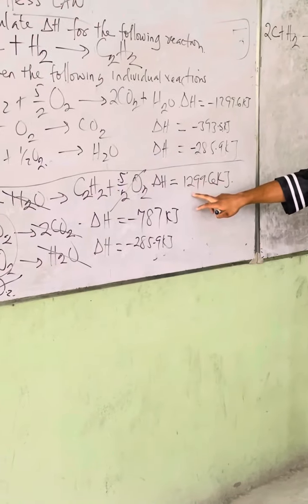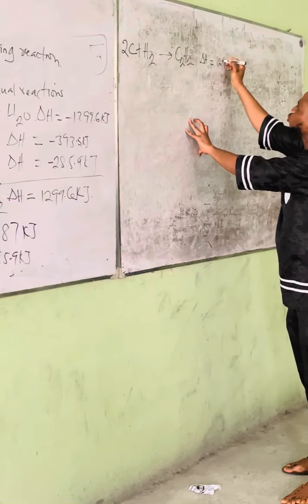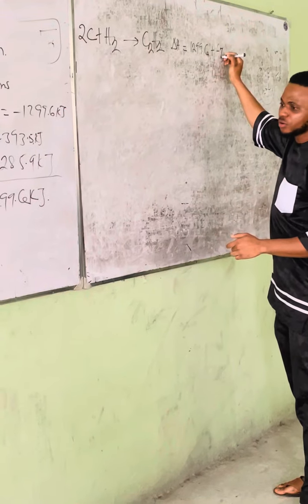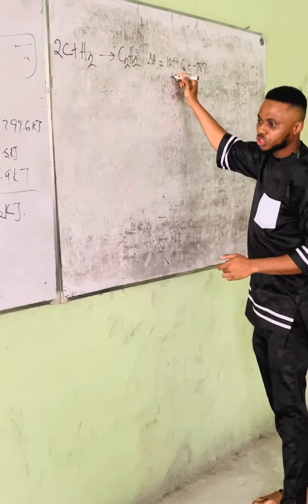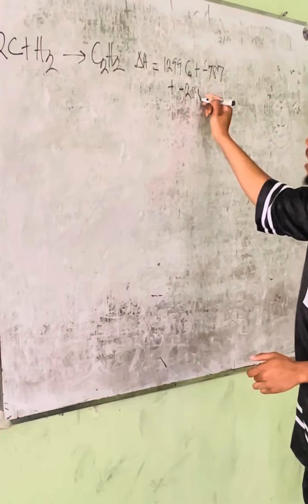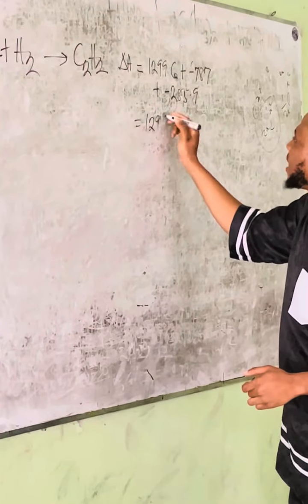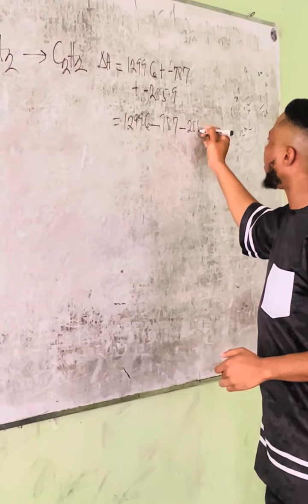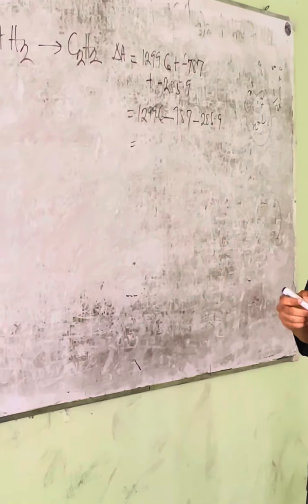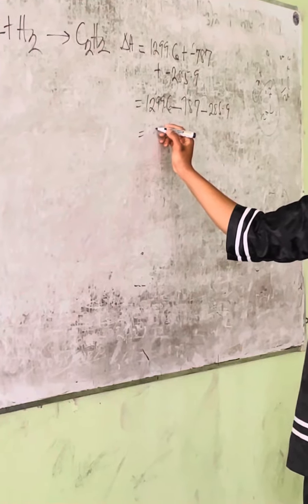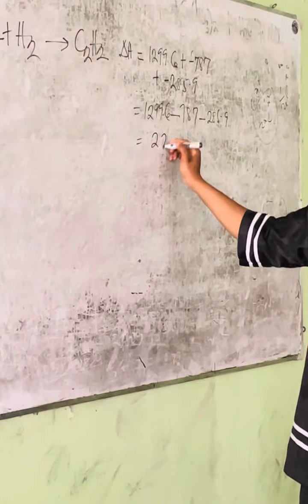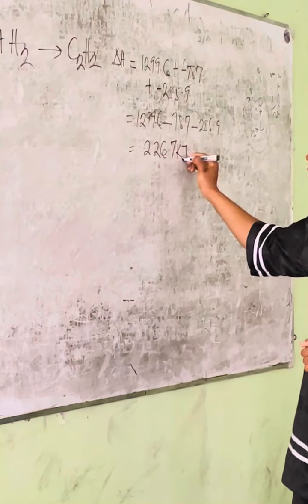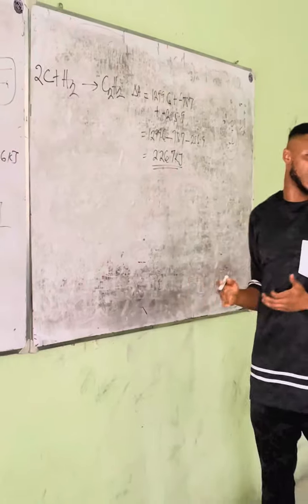So now our delta H will be equal to, we'll now have to add these guys. Delta H should be equal to 1299.6 plus minus 787 plus minus 285.9. This is you saying 1299.6 plus minus is minus, 787 plus minus is minus, 285.9. When you do this, what will you get? 2 what? 226.7. Any other value after that? 226.7 kilojoules. Alright, so that's it.